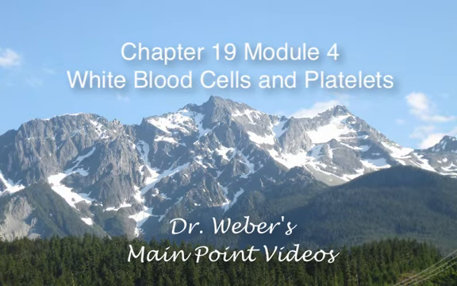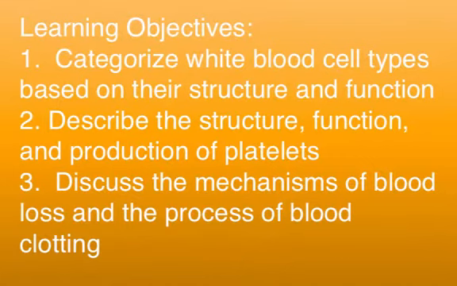This is Chapter 19, Module 4, White Blood Cells, Platelets, and Hemostasis. The learning objectives of this module are: 1. Categorize white blood cell types based on their structures and functions, 2. Describe the structure, function, and production of platelets, and 3. Discuss the mechanisms that control blood loss after an injury and describe the process of blood clotting.